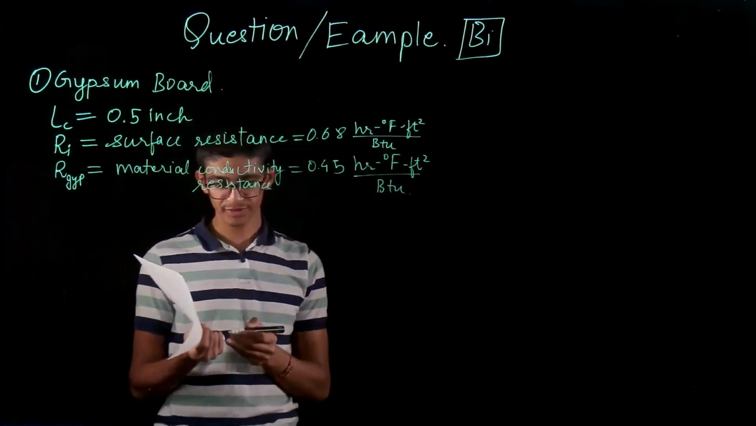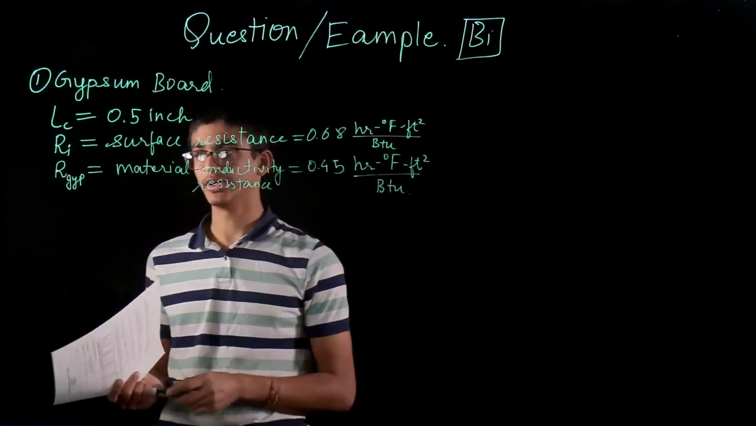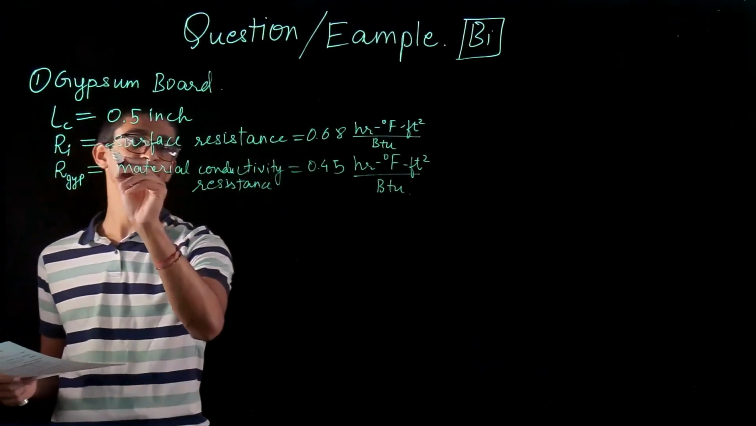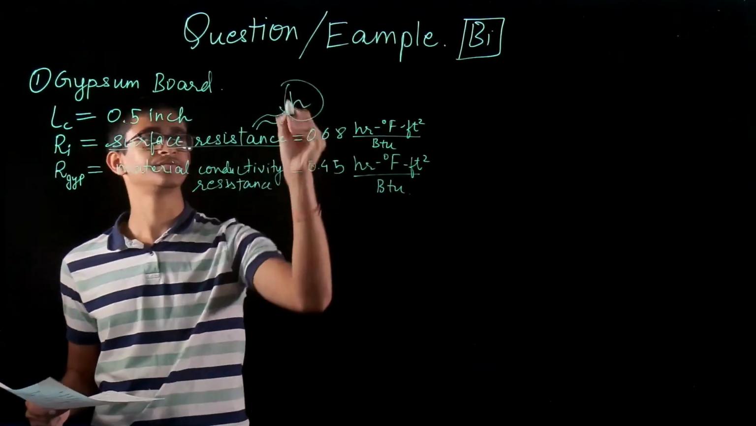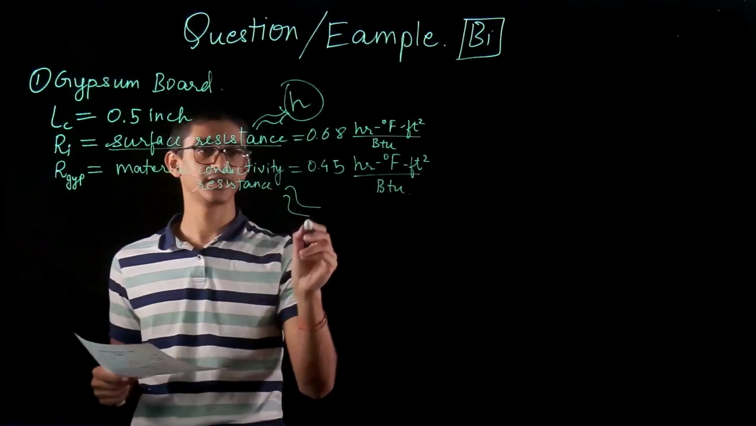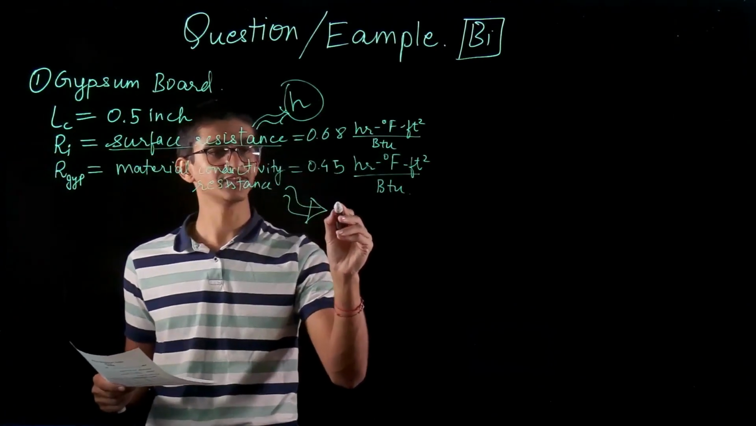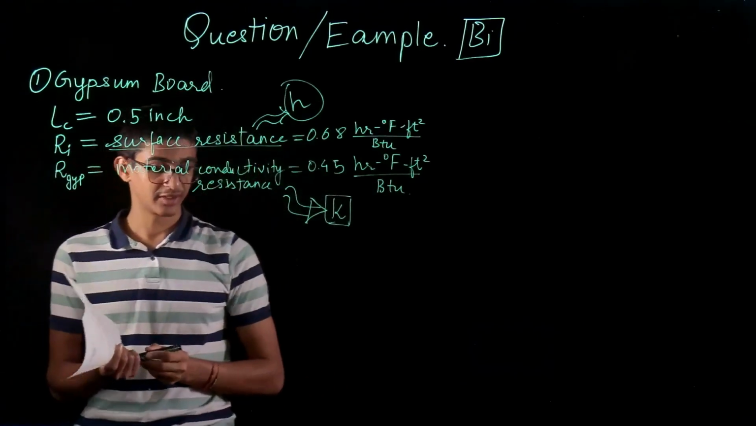So first of all, the most important thing is to convert and get the required units. So this surface resistance is analogous to our H value, and this material conductivity resistance or material resistance is analogous to my K. So we need to convert these to the required form.